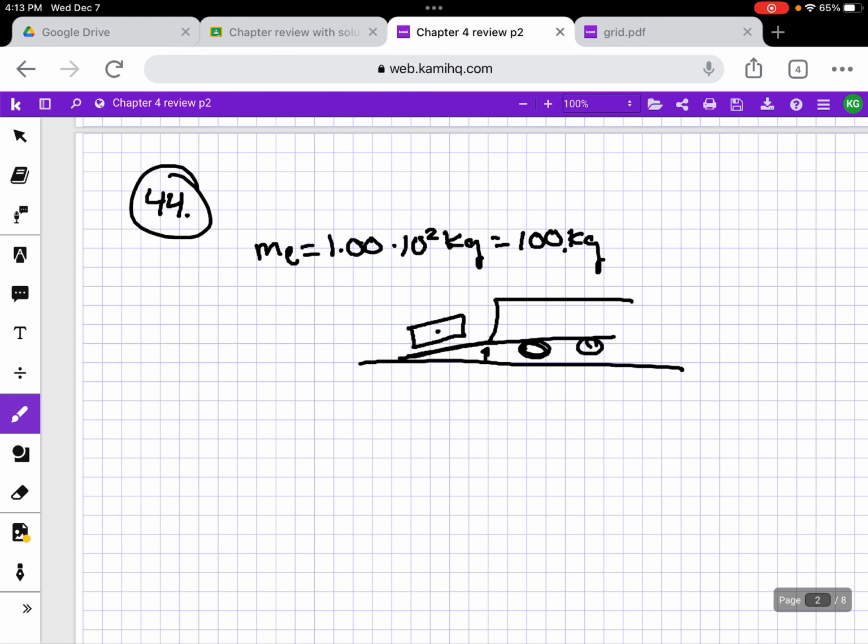We have a force weight acting down, which will be the mass of the couch times 9.81 meters per second squared, so 981 newtons, again with 3 sig figs. That's what we get for the force weight.